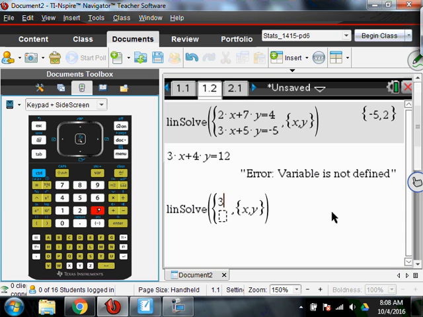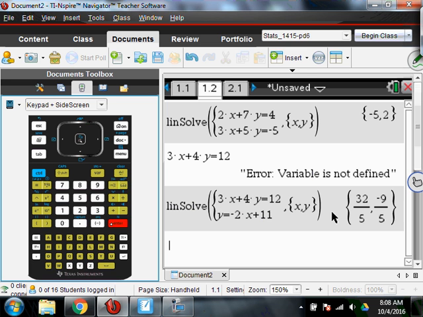3x plus 4y is 12. And then our other equation is y equals negative 2x plus 10. And we can solve that system pretty quick. Well, it was supposed to be 2x plus 10. I put 11. Sorry.